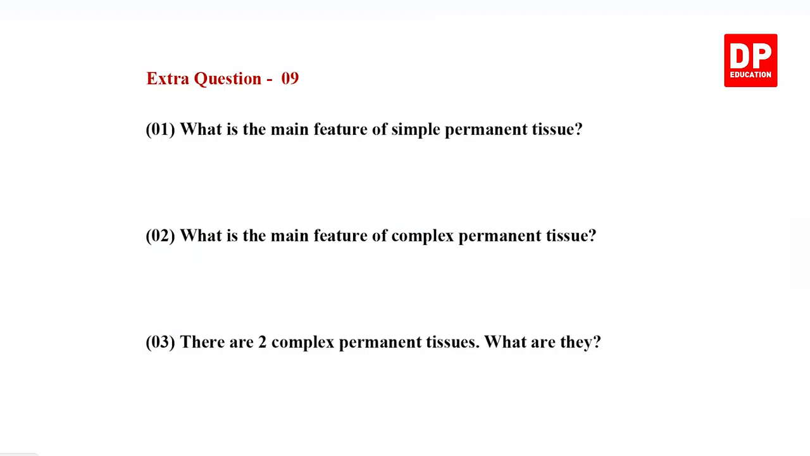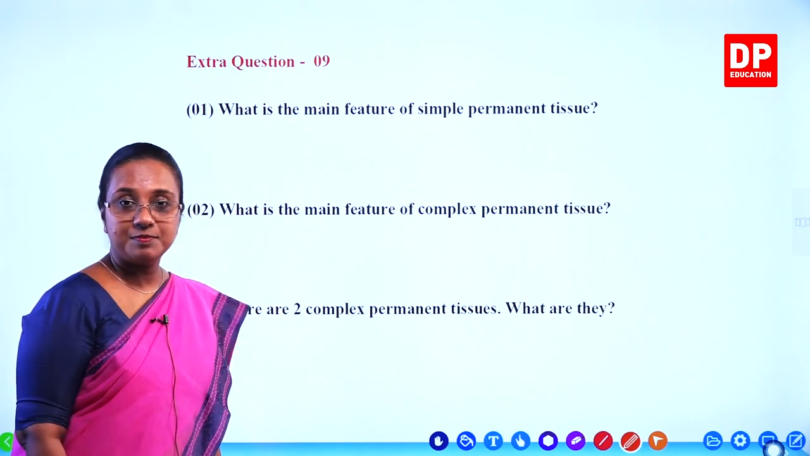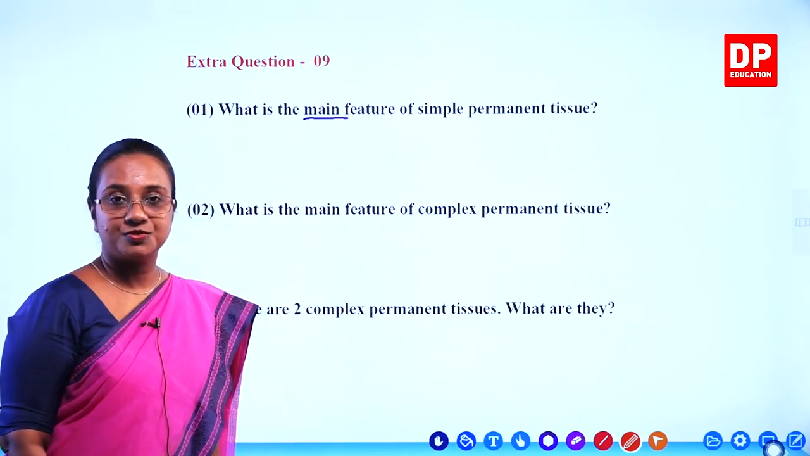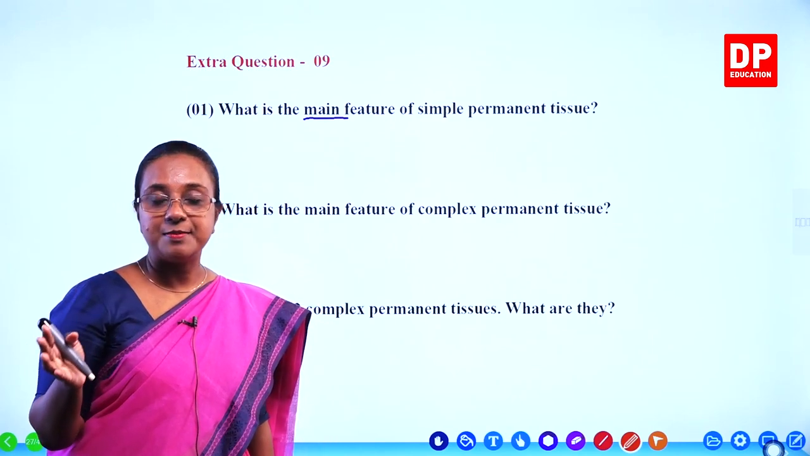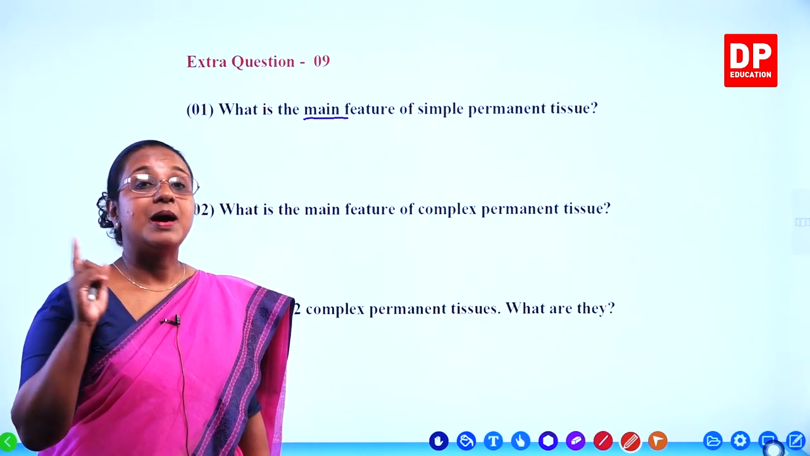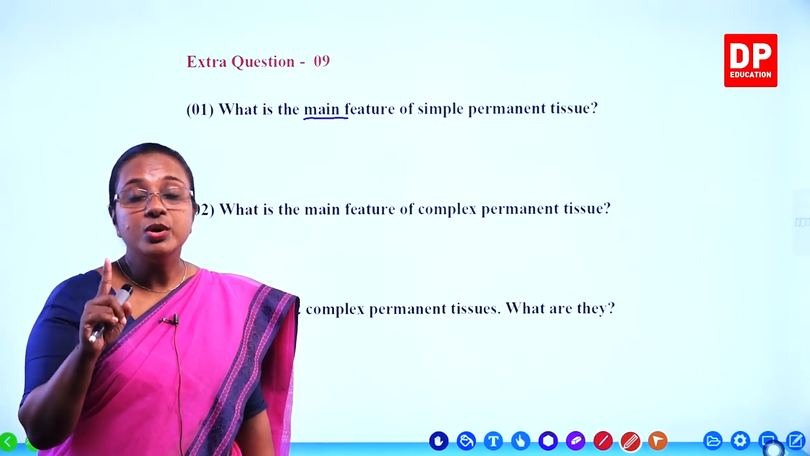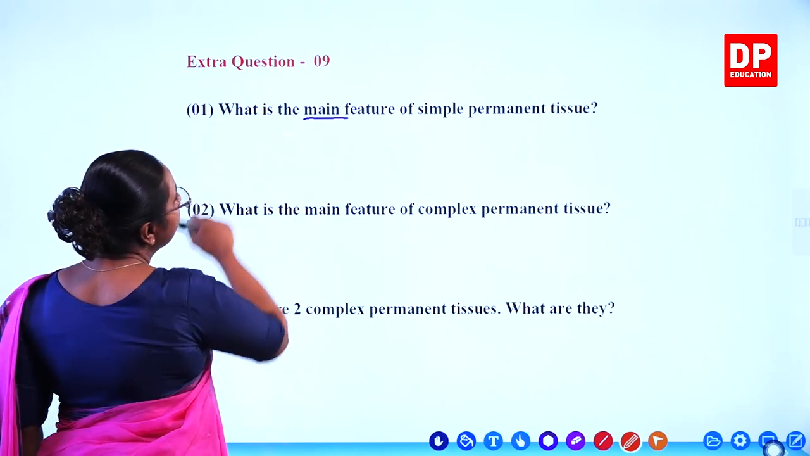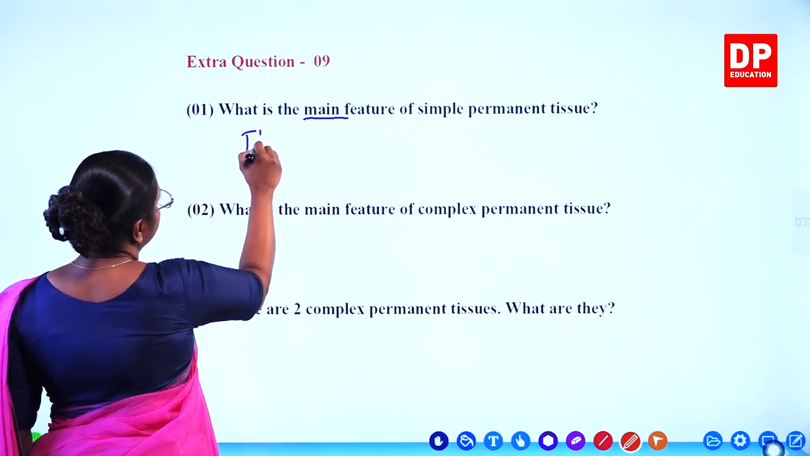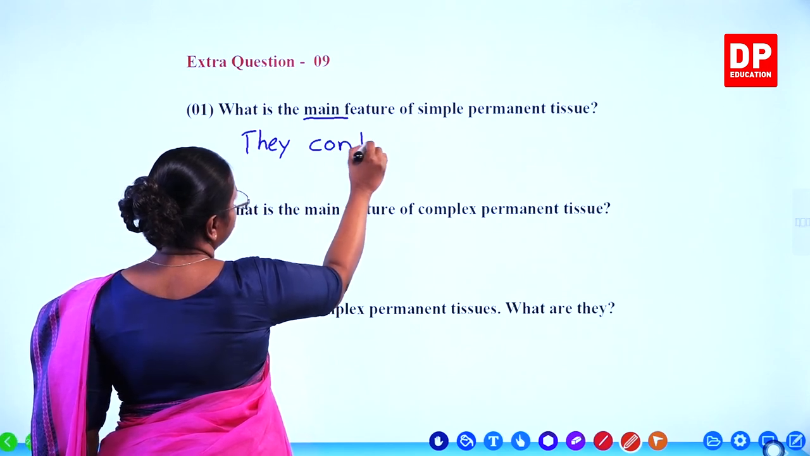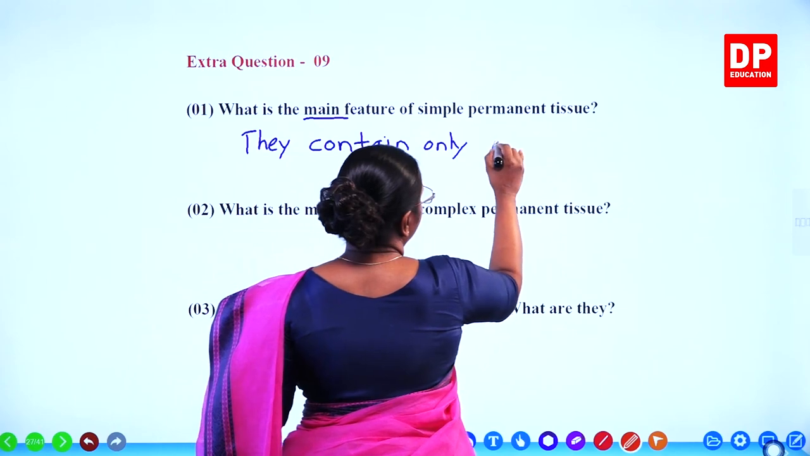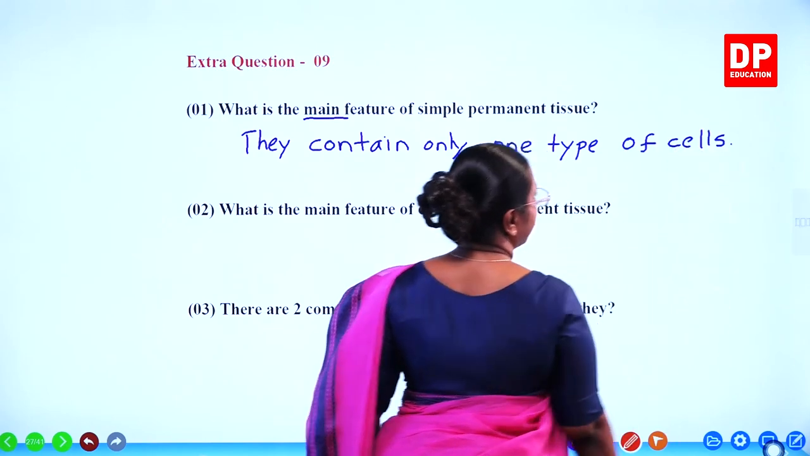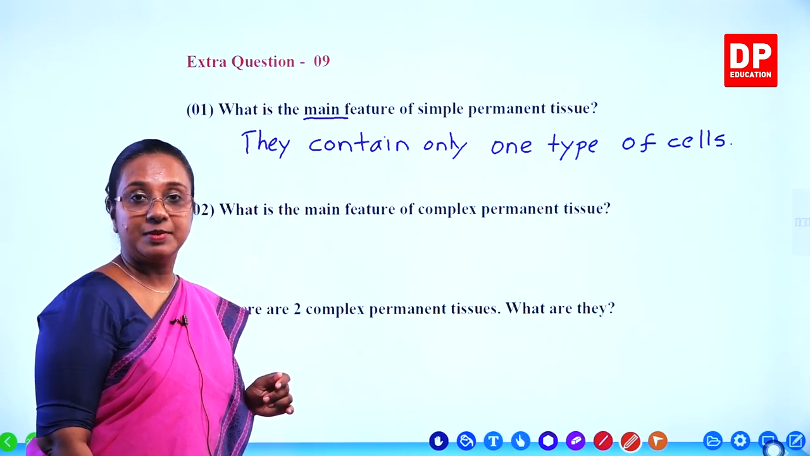Next one, extra question 9. What is the main feature of simple permanent tissue? So here they are asking the main feature of simple permanent tissues. Permanent tissues, the cells have lost the ability to divide and they are differentiated. But in simple permanent tissues, they are made up of only one type of cells. So we have to write that as the answer. They contain only one type of cells. That is the main feature of simple permanent tissue.